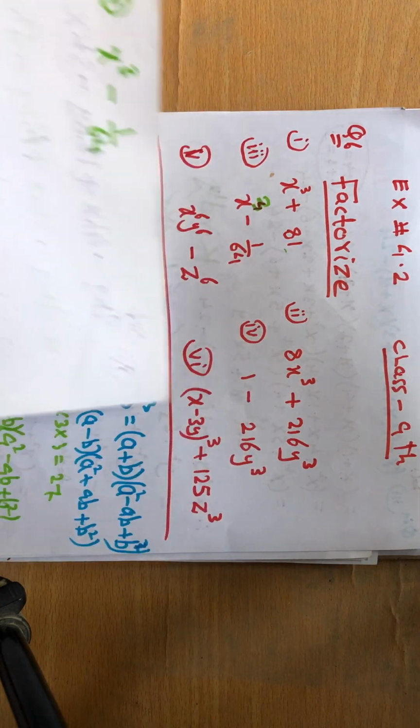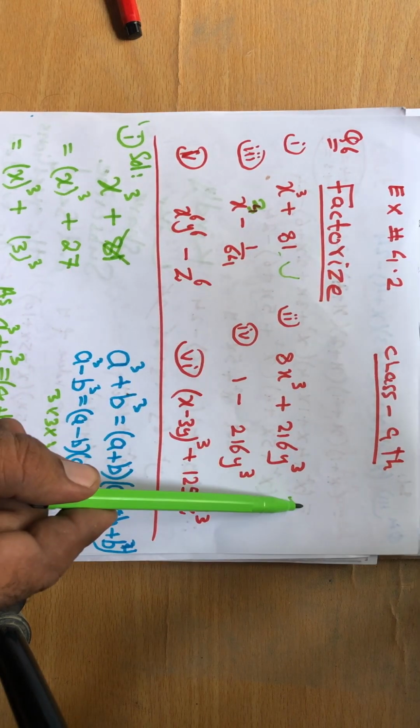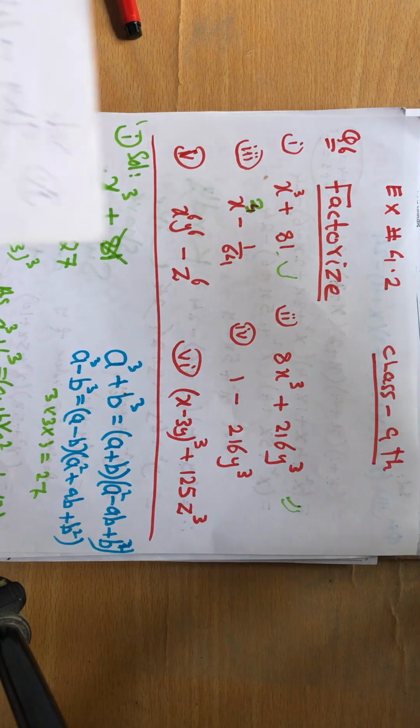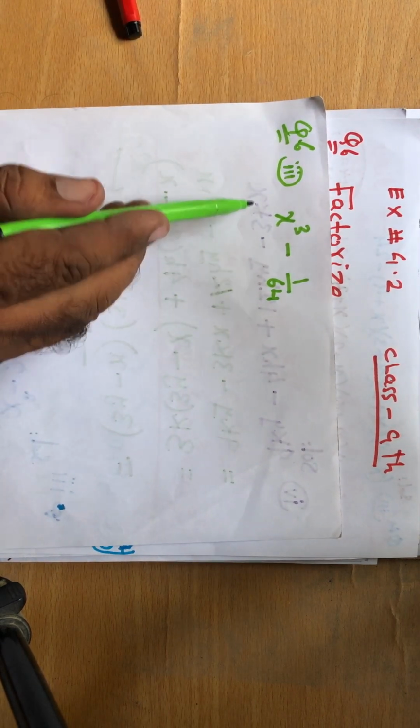Come to the next part of this question number 6, that is part number 3. We have x cube minus 1 over 64. Here we have a cube minus b cube. So the a cube minus b cube formula will apply.